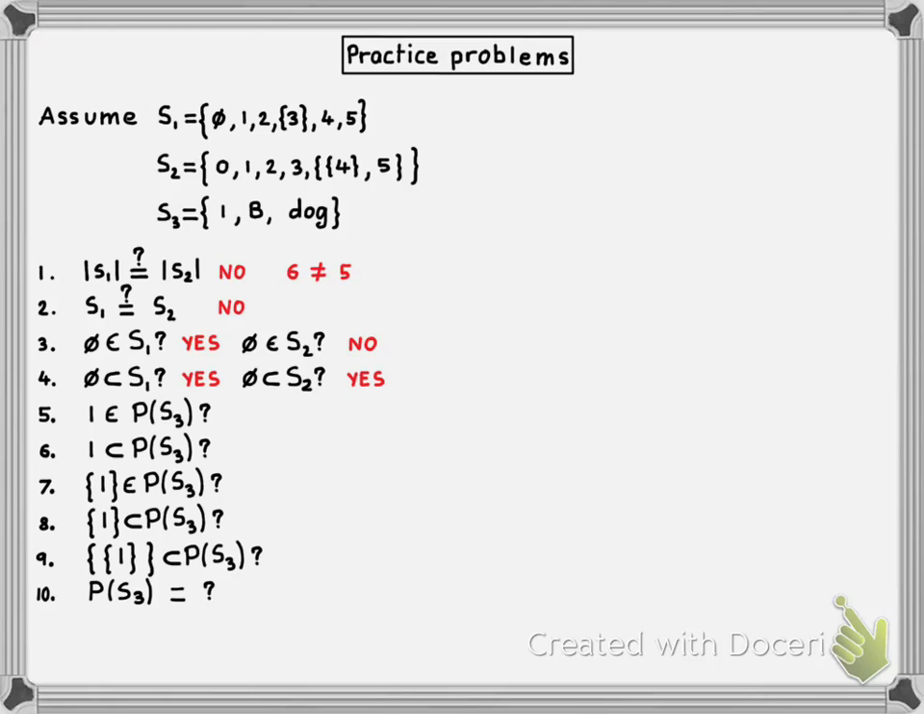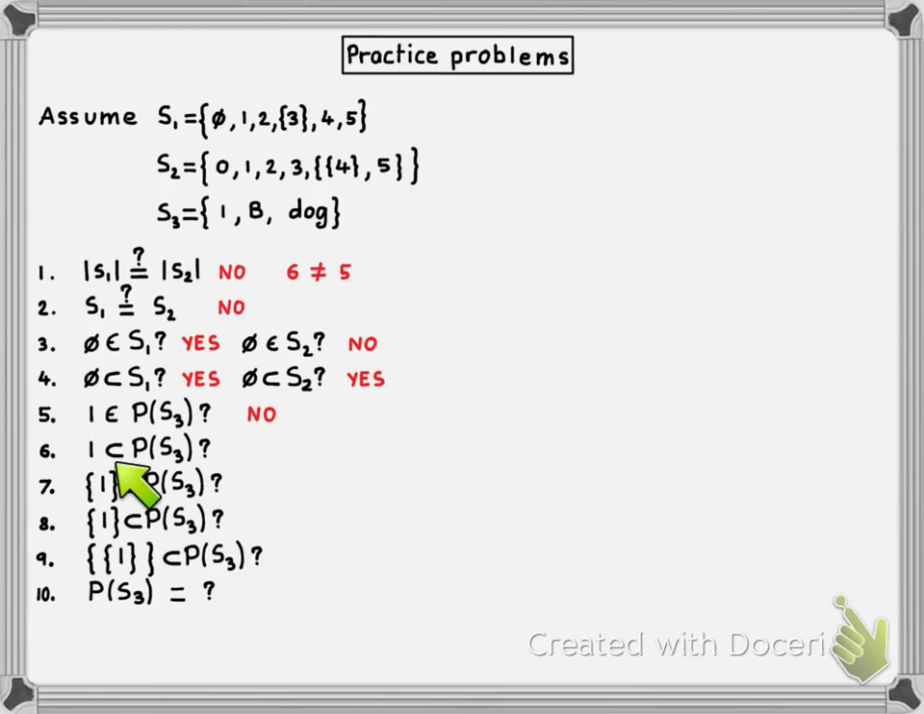So, is 1 an element of the power set of S3? And right away you can answer no to that question. Why is that? That's right. If you go back to the definition, you'll see that the power set of S3 is a set of sets. So the only elements in a power set have to be a set. Since 1 is not a set, there's no way that 1 could ever be an element of the power set of S3. You see, you can answer this question without actually building the power set of S3.